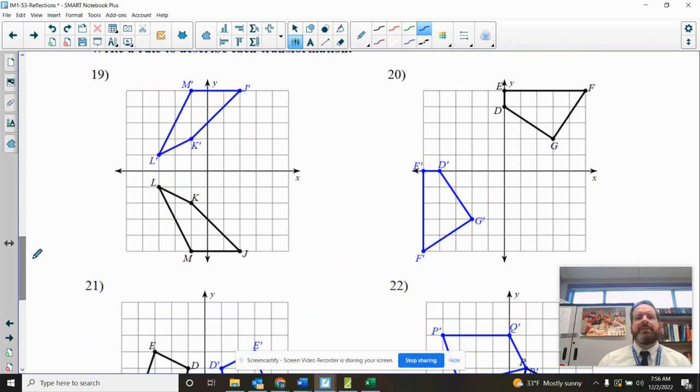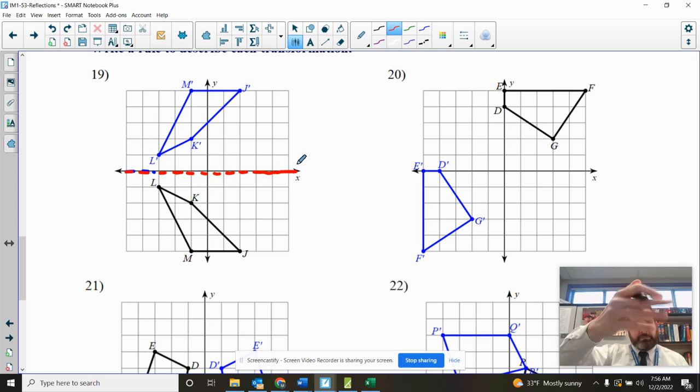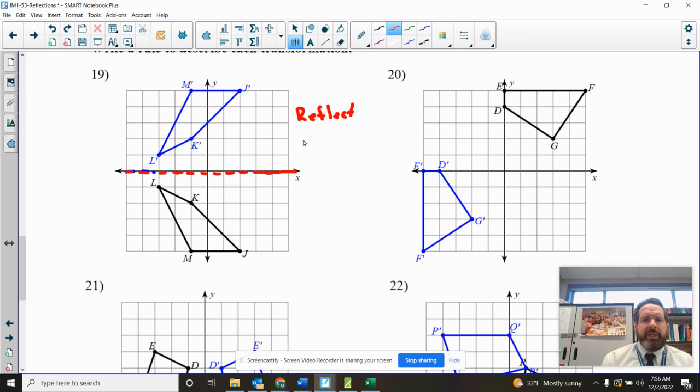Down here then, the reflections are already done. We just have to put in our mirror lines and describe them. So for this first one, the reflection is up and down. So the mirror line has to split that difference by going sideways. The reflection this time across is just the x-axis. The x-axis. There you have it.